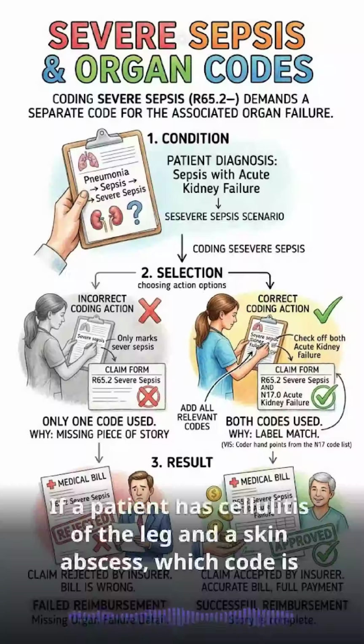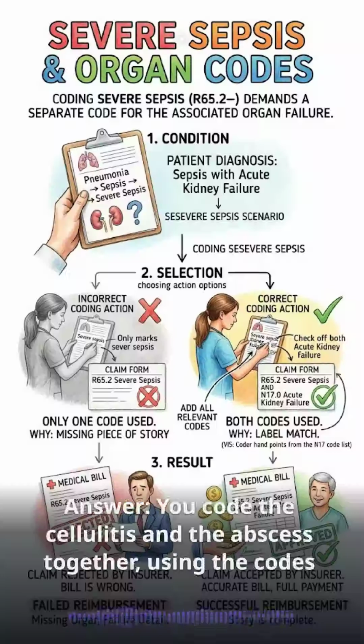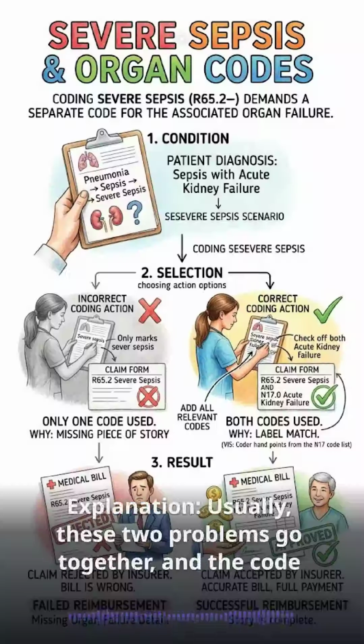81. If a patient has cellulitis of the leg and a skin abscess, which code is sequenced first? You code the cellulitis and the abscess together, using the codes found in the skin chapter. Usually, these two problems go together, and the code book has specific instructions for sequencing in both.